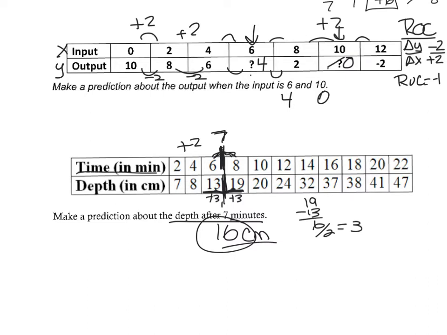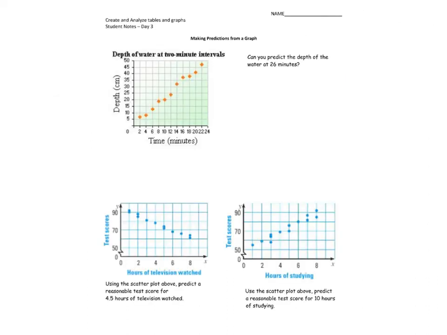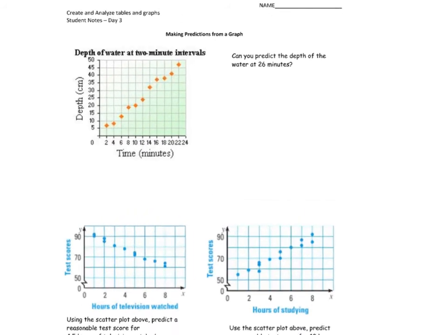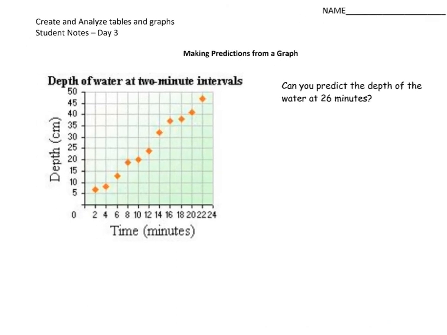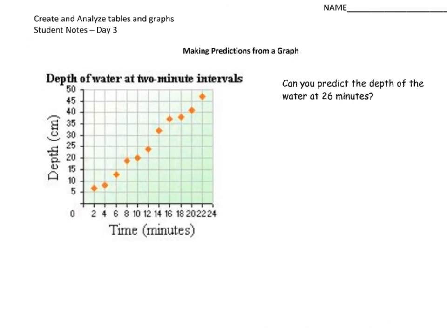All right, let's go to our next page. We're looking at this graph, and it's the depth of water at 2-minute intervals. Here's the depth on this side, and this is the 2-minute intervals. It said, can you predict the depth of water at 26 minutes? This is a scatter plot. It's not quite linear, it just about is, but 26 minutes would be our next interval, right?